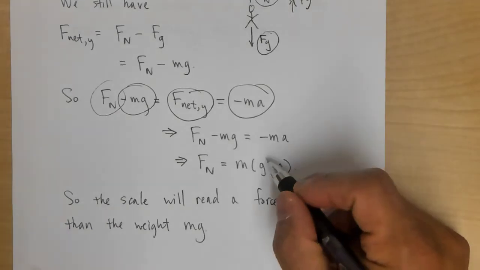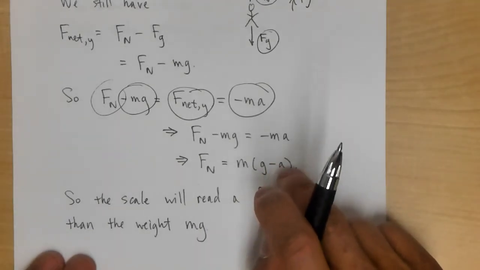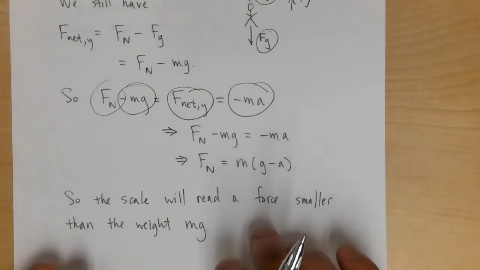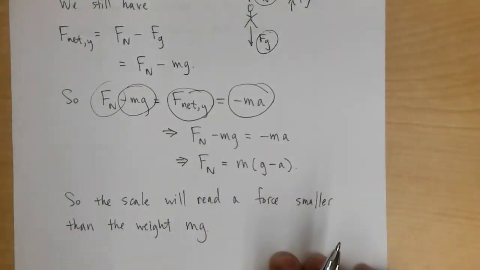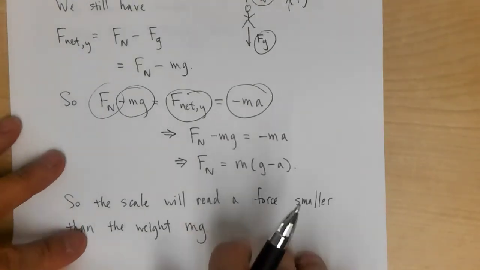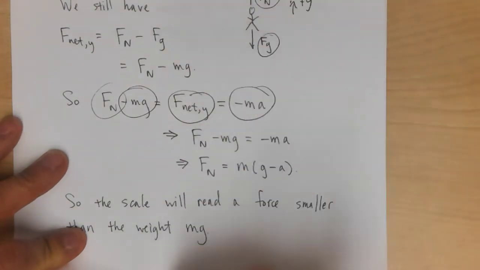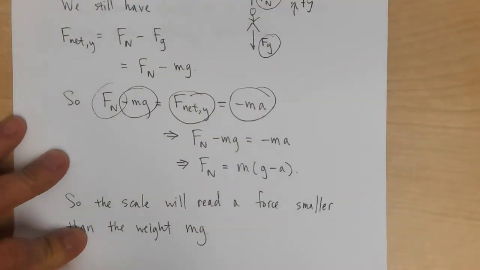So we're cutting into this value of g, so it will be g minus a times m. So the normal force will be smaller than the weight m times g. Okay. Hopefully that makes some sense. If the elevator is accelerating downwards, getting faster downwards, then you'll feel lighter on the elevator.